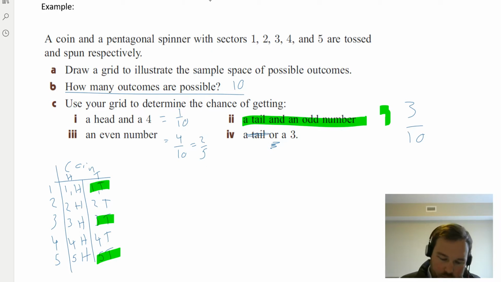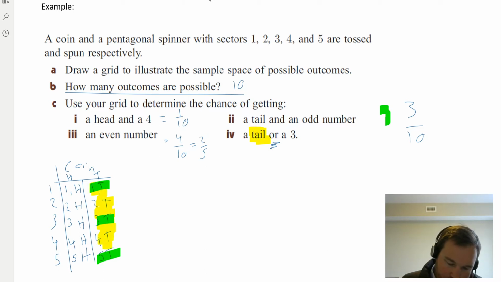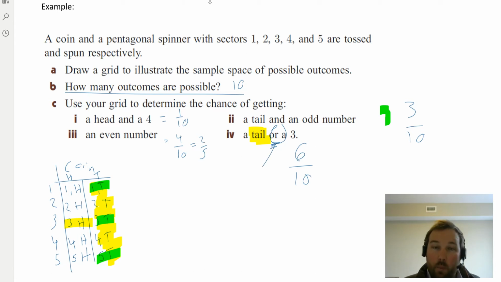So a tail, sorry, my pen is just not behaving itself. A tail is any of these. 5 of them, or 3 there, meaning there are 6 out of 10. So careful when it says or means one or the other or both. So you only need one of them in order for it to count as a success. Whereas when it says and, you need both of them.